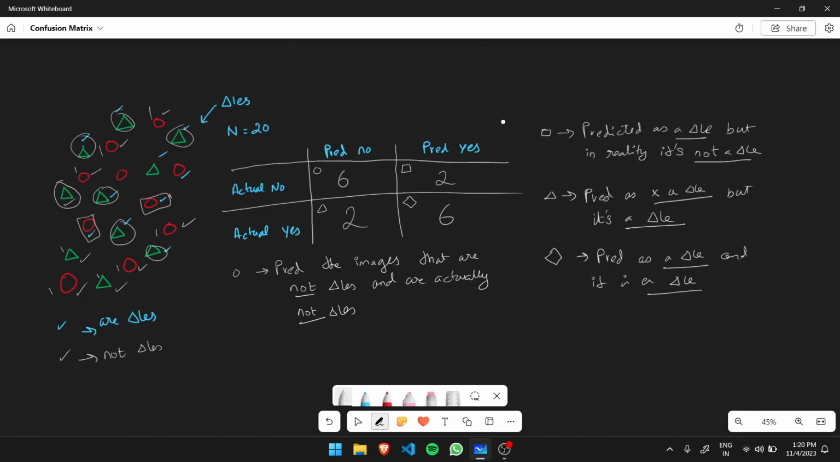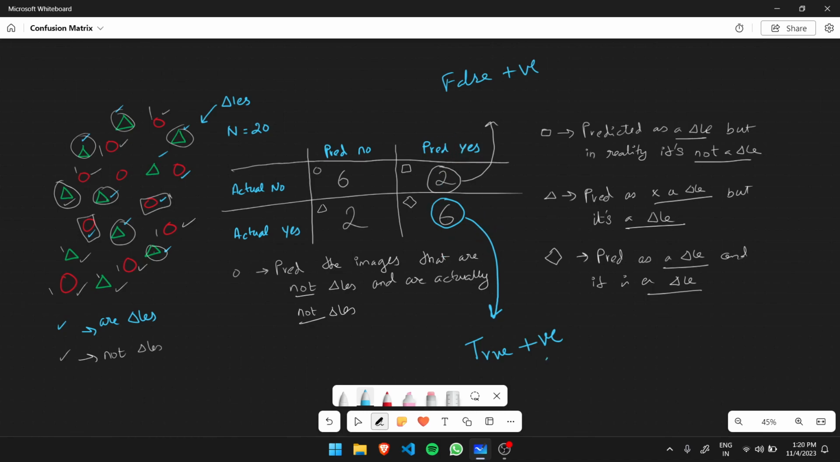Now, this term is called something important, which is called false positive. And this term is called true positive. All right, the remaining two would be true negative and false negative. That's not very important, but it's usually these two that are very important.